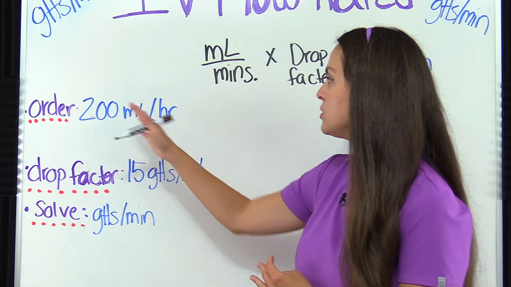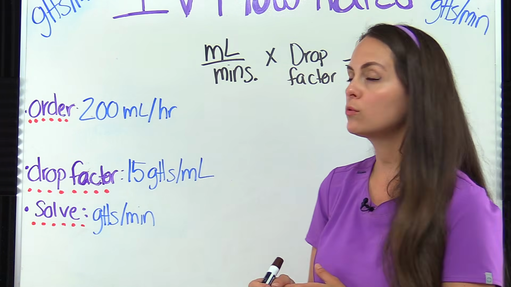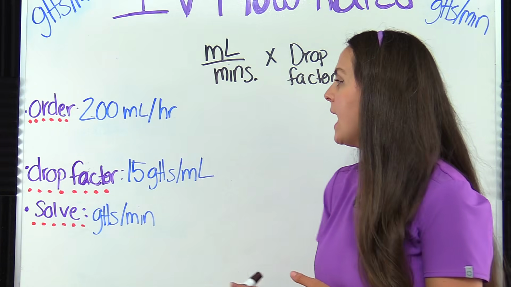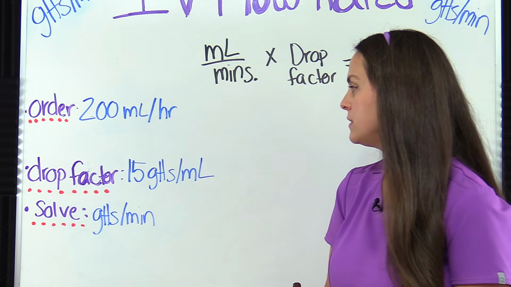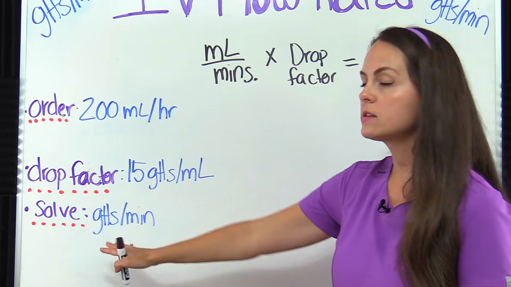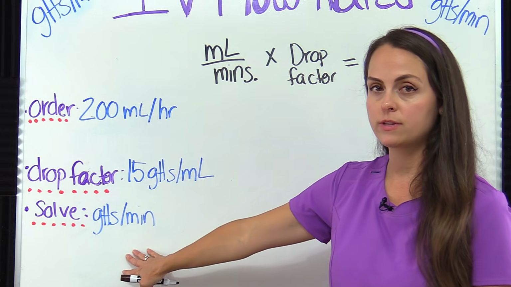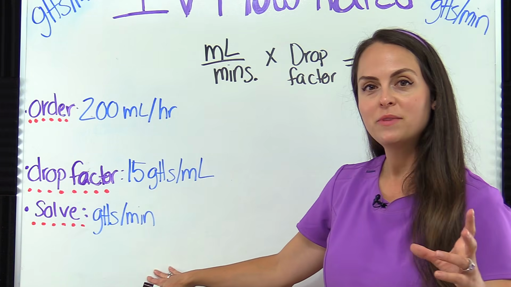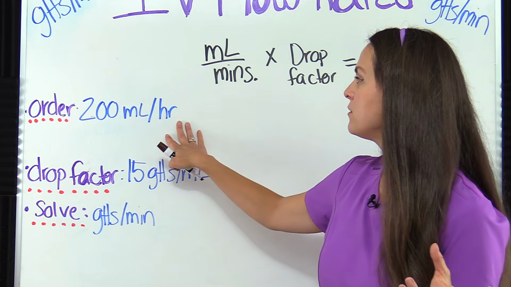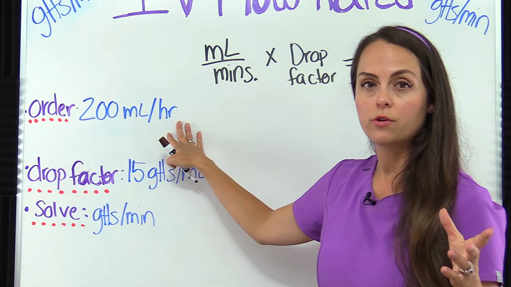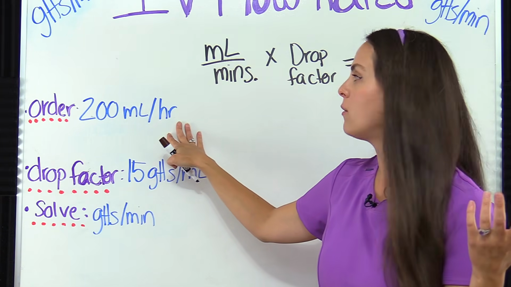Our next problem says that the physician has ordered the patient to receive an infusion and it needs to run at 200 milliliters per hour, so it's ordered in an hourly rate. And we have a drop factor of 15 drops per milliliter, and we need to solve for how many drops per minute the patient should receive. So this problem is a little bit different than the other ones because this information in the physician ordered part is provided to us in an hourly rate.